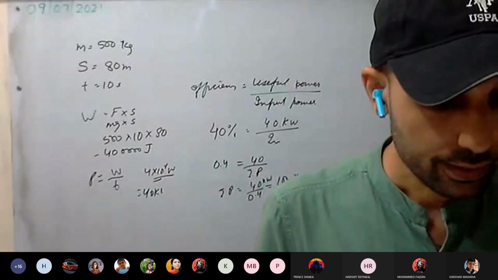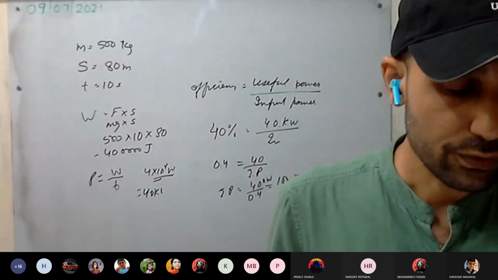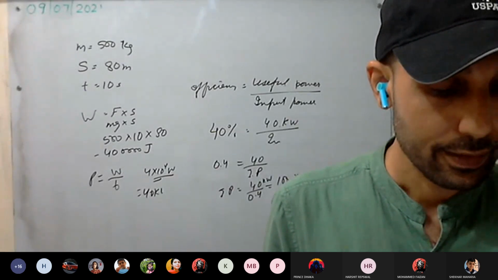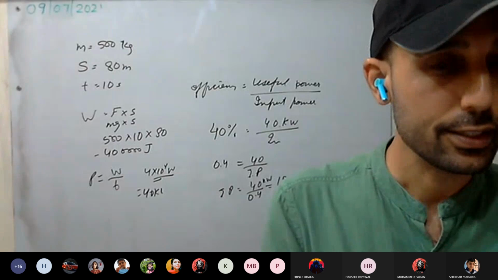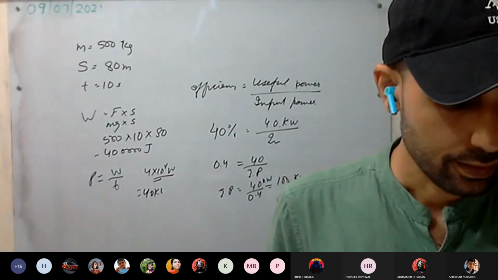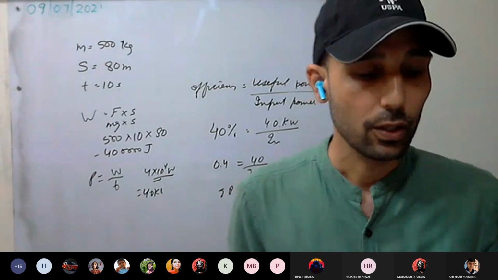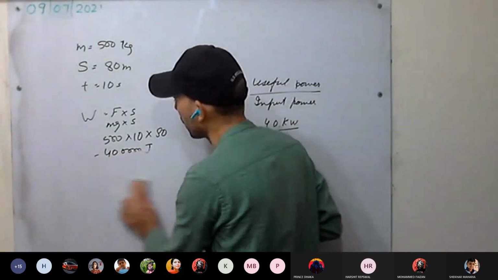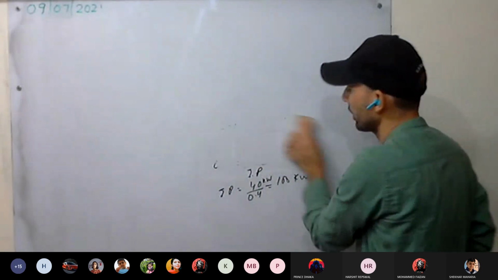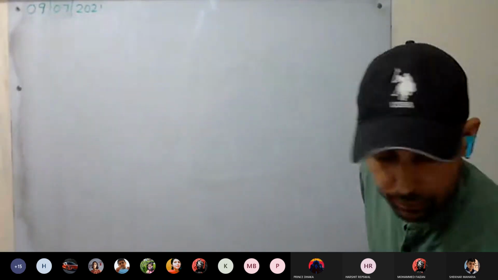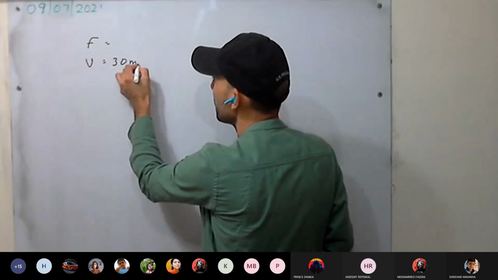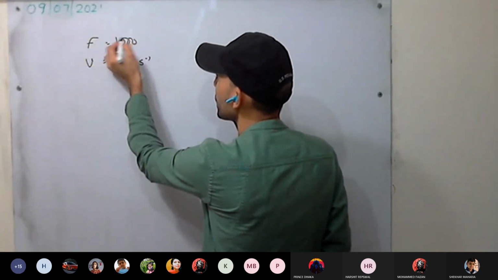Okay. Ninth one, an ox can apply a maximum force of 1000 Newton. Okay, this is the force applied. It is taking part in a cart race. It is able to pull the cart at a constant speed of 30 meters per second while making its best efforts. Calculate the power developed by the ox. Okay, this time force is given and velocity is given, and power we have to calculate.